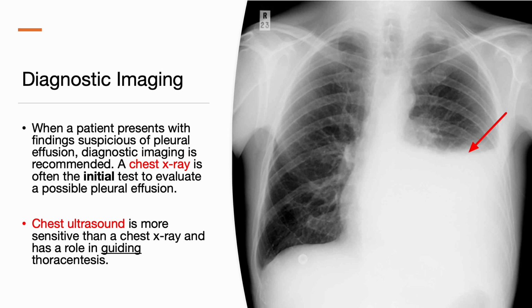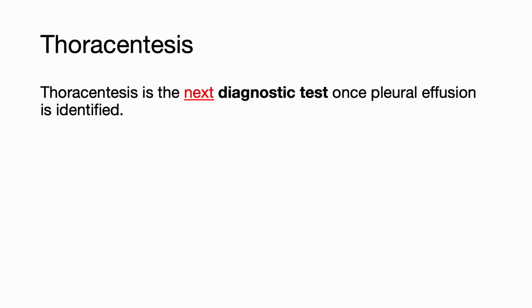Thoracentesis is recommended for all cases of unilateral effusion in adults, not only to ascertain the cause of the pleural fluid, but also to alleviate the patient's symptoms and aid in recovery. Again, once pleural effusion is suggestive, thoracentesis is the next diagnostic test.